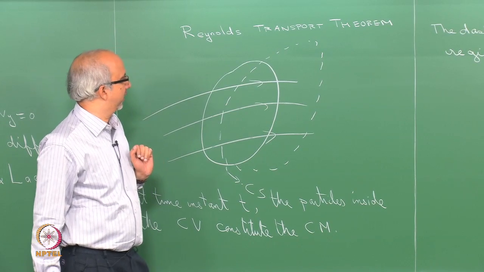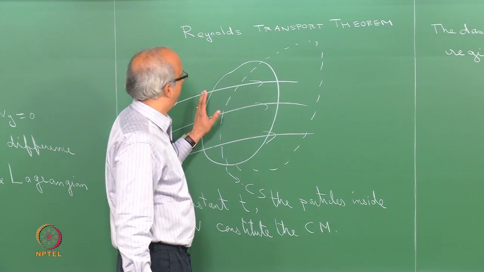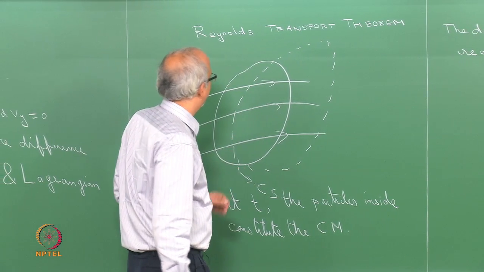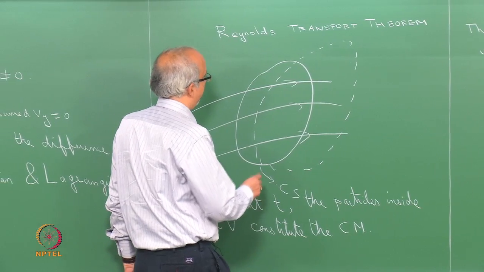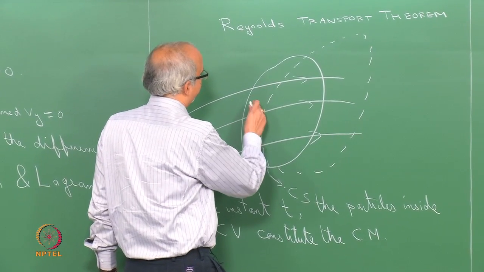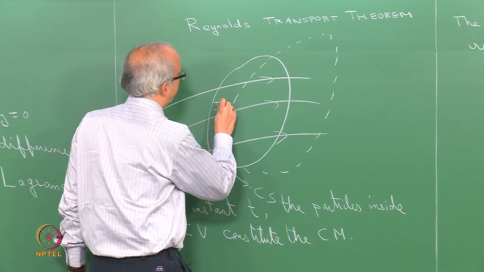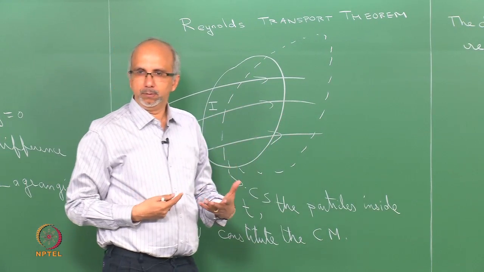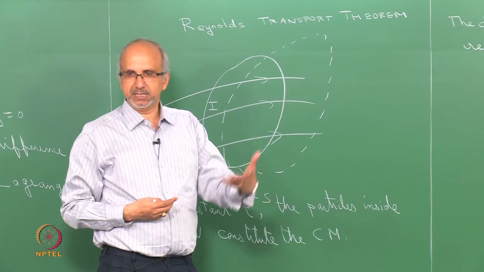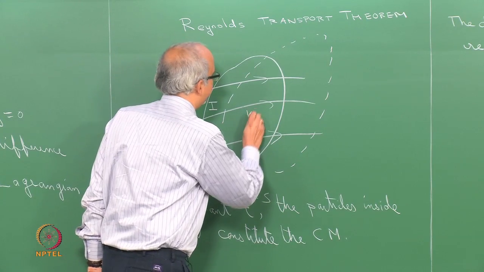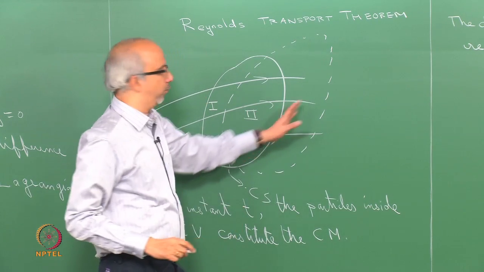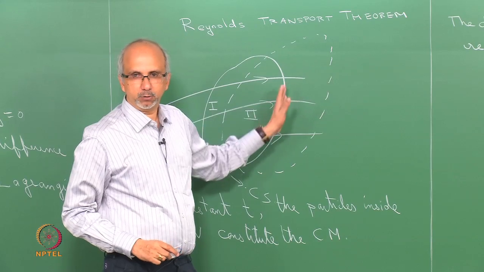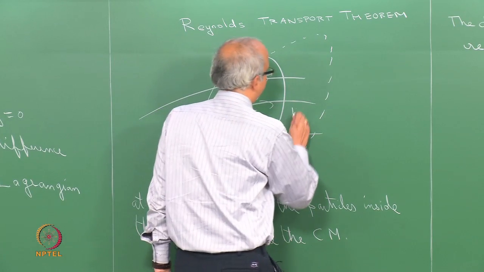What I want to do, for the sake of clarity, is to label the portions. The portion on the left, I am just going to call region 1. The portion in the middle, which is common to time instance t and time instance t plus delta t, I am just going to call region 2. And the portion which has left the control volume, I am going to call region 3.